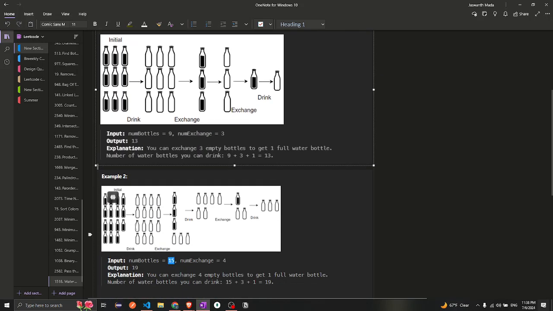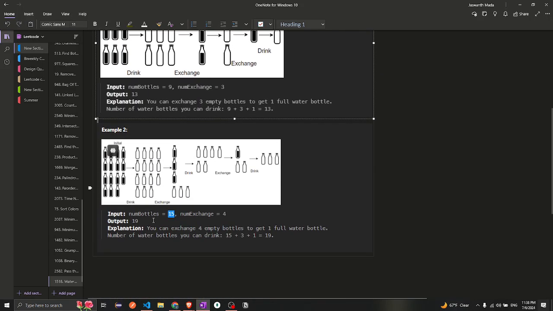13, right? And then if you look at this image, initially we are given 15 water bottles, and when we drank 15, we have 15 empty water bottles. And then using these 15, we need 4 for exchange, right? Using these 4, we got one full water bottle, and using these four we got another, and these four another, and we have three left. We cannot exchange these three for another full water bottle, so we just kept them as they are.